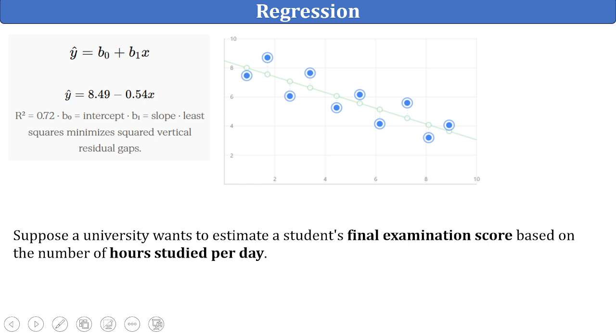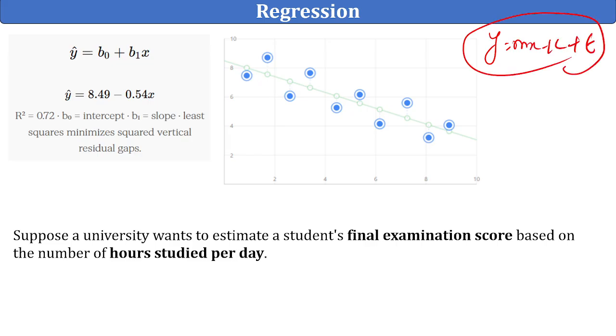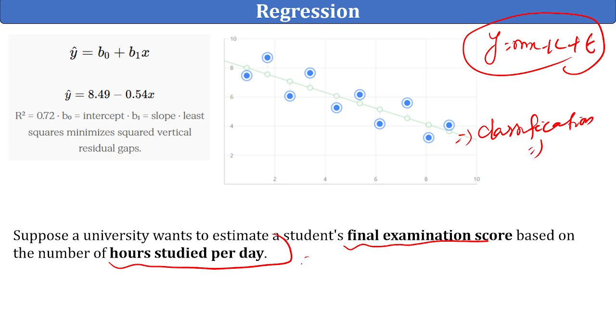So now we'll come to regression. Here, y is equal to mx plus c, and some error will be there. Again we'll go with a similar example. Suppose a university wants to estimate a student's final examination score based on the number of hours studied. Earlier we used a classical classification example, but now I want to find out the regression.